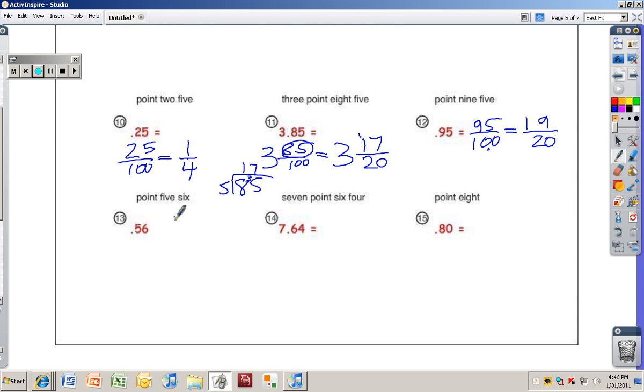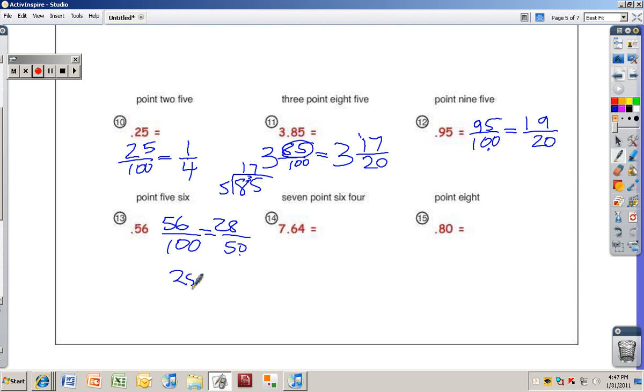Okay, 0.56. What am I going to do with this? 56 over 100. Good. What can I divide both of those by? 2. Let's try dividing by 2 first. What's half of 56? 28. What's half of 100? 50. What's half of 50? 25. What's half of 6? 3. So 28 over 50.